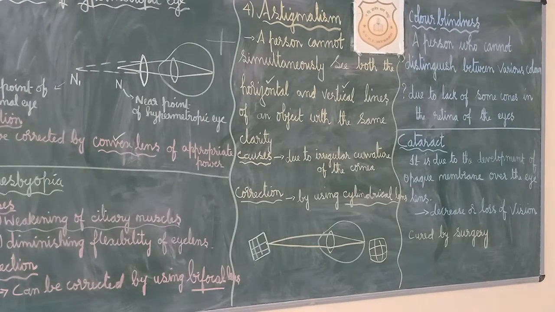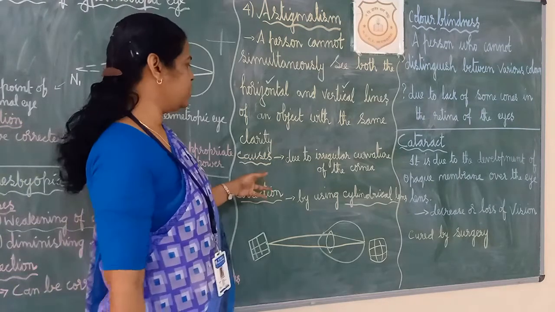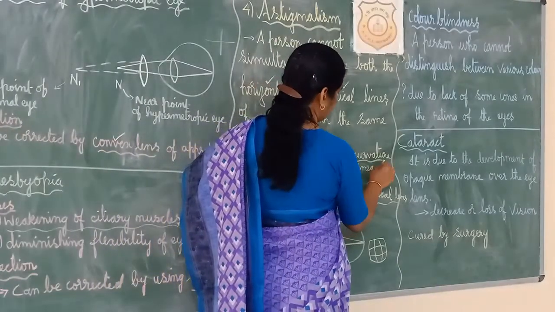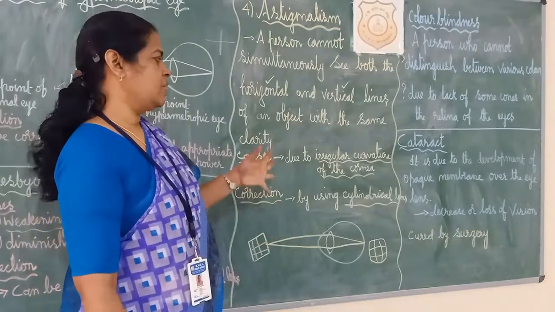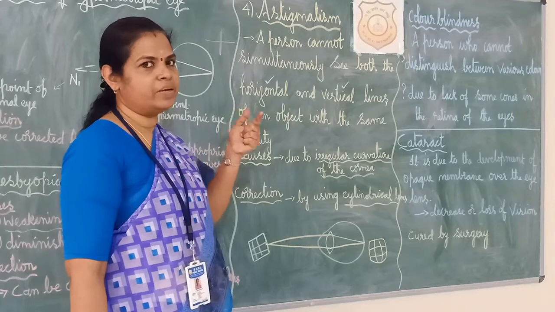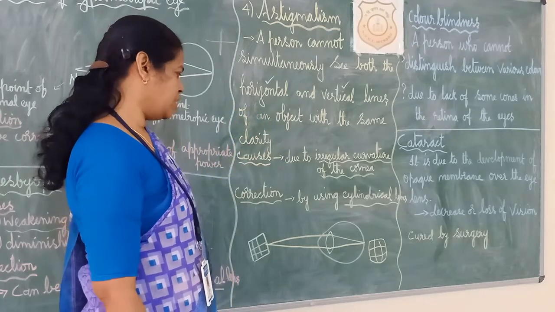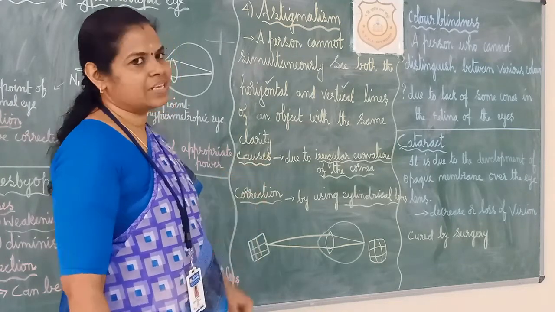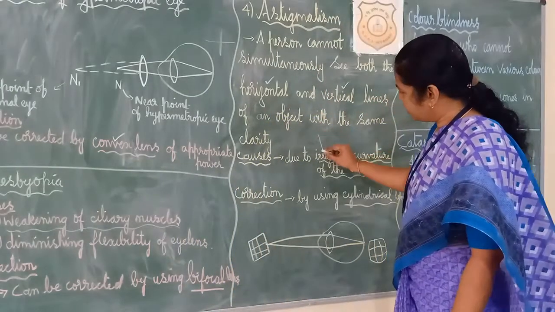Okay. How can it be corrected? What is the cause for this? Due to the irregular curvature of the cornea. Which is the cornea part? Front part. Okay, so it is because of the irregular curvature of the cornea. It can be corrected by using a cylindrical lens. What do you mean by cylindrical lens? It will be like this.